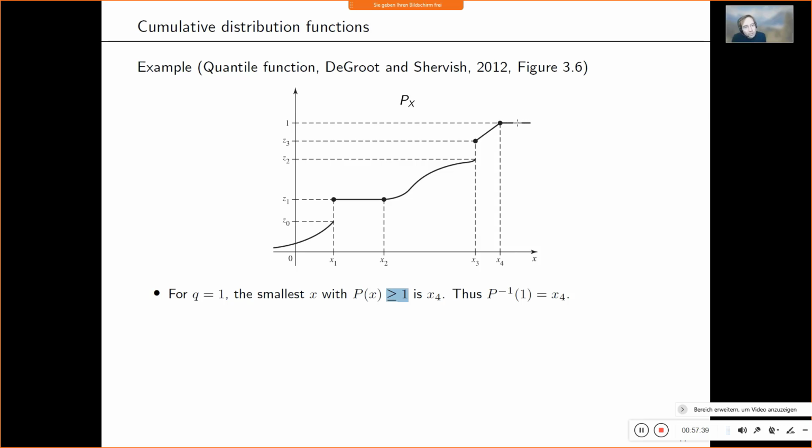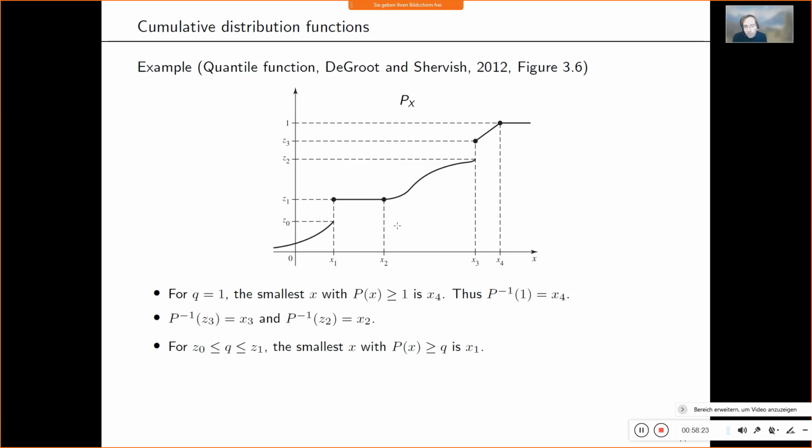And because you're going from the right, you will always end up in a location that is actually defined, because you have right continuity, and you see that the smallest x for which the CDF takes on a value larger or equal to 1 is x4. And if you now think about Z3 here, the smallest value of x such that P of x is larger or equal to Z3, the smallest value is x3, and the same for x2 here.